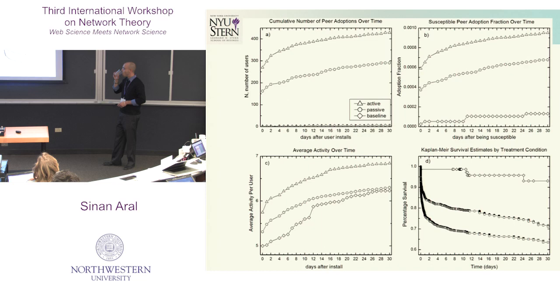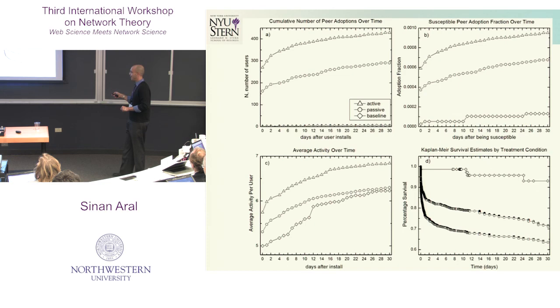So these three graphs are what I've already shown you. Basically, this one is the cumulative number of peer adoptions over time for the active, passive, and the baseline case, trickling along down here. The susceptible peer adoption fraction over time for the active, passive, and baseline case. And these are the hazard rates of adoption for the baseline, passive, and active case.